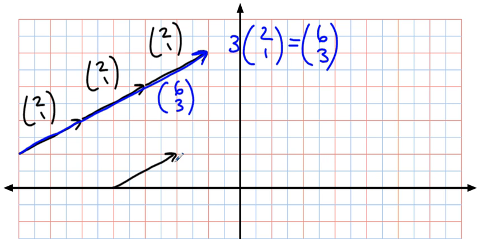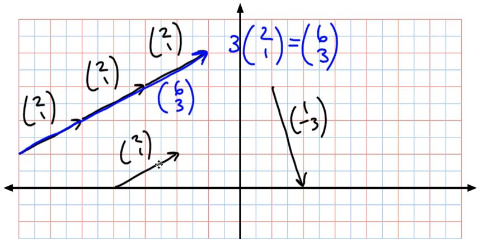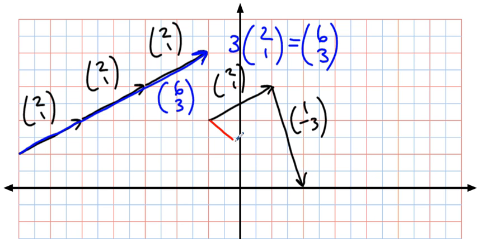This is the vector 2, 1. This is the vector 1, negative 3. How do I add two vectors? Well, to add two vectors, I have to put the arrow part of one of them up against the pointy part of the other one, like so. And then I connect the dots, and I see what I've got.